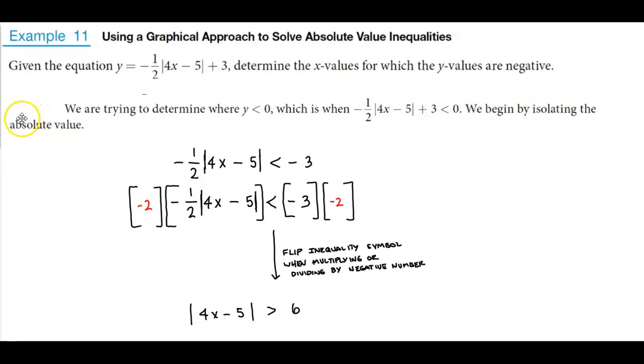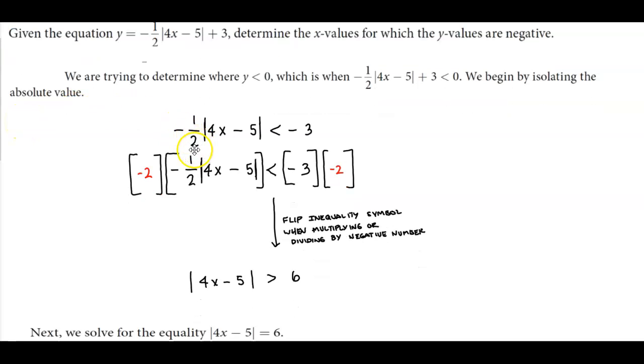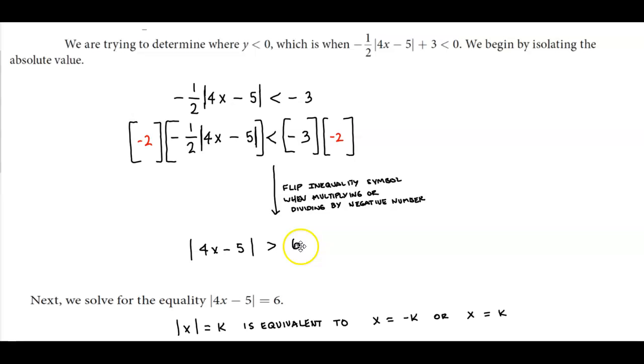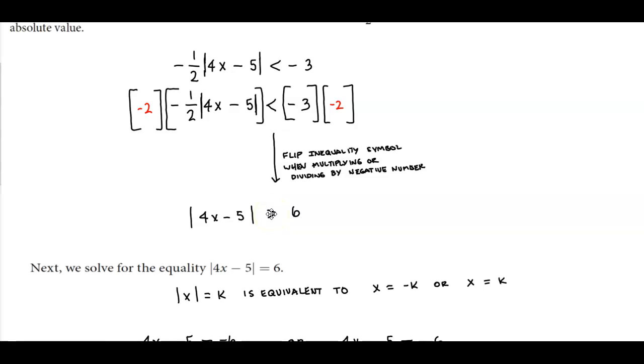We begin by isolating the absolute value. So before we do anything, we can multiply both sides by the negative over here and the LCD, which is 2. If we multiply both sides by negative 2, then that means we have to flip the inequality symbol when multiplying or dividing by a negative number. So negative 2 times negative 1/2 leaves you with the absolute value of 4x minus 5. On this side, negative 3 times negative 2 is going to give you positive 6. And again, we're flipping the less than inequality to a greater than inequality.